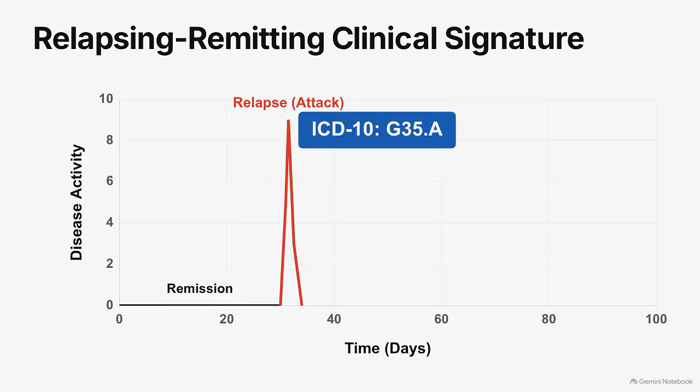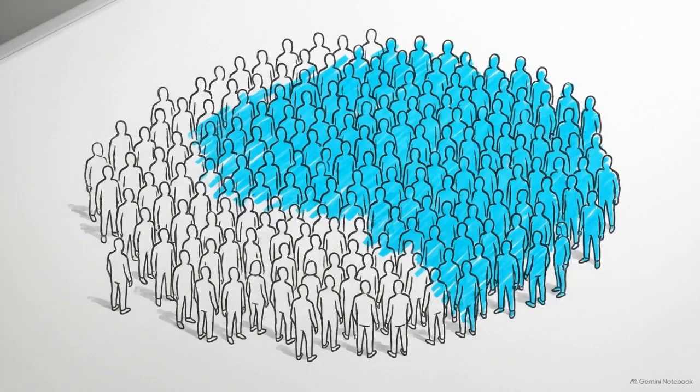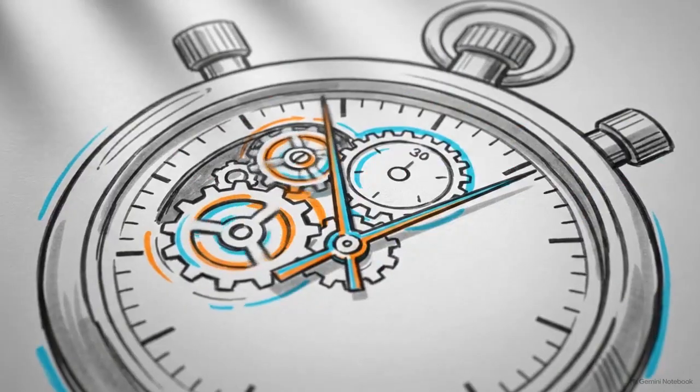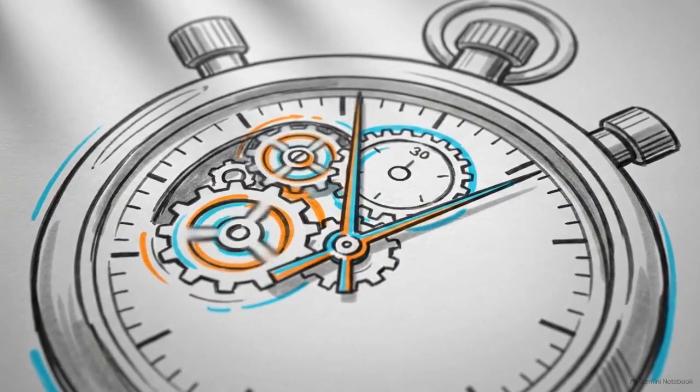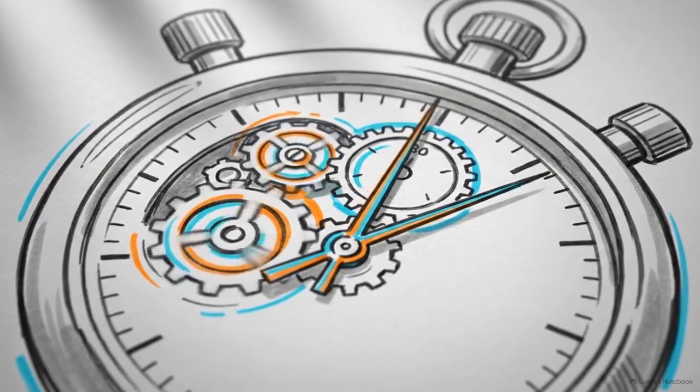To classify an event as a relapse, documentation must show new or worsening symptoms lasting for at least 24 hours. There must also be a defined gap between episodes. A new flare-up must occur at least 30 days after the last relapse ended. Statistics show the majority of patients are initially diagnosed with this specific clinical presentation. Assigning G35.A is not determined by the severity of the symptoms, but by the timing of their appearance and disappearance.